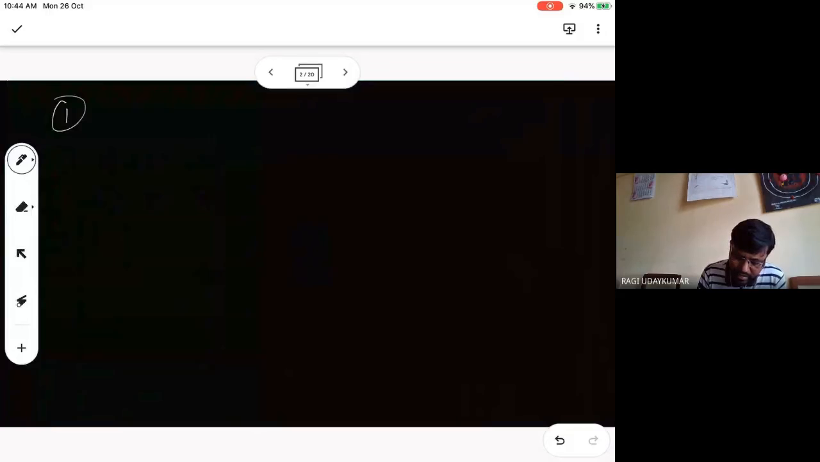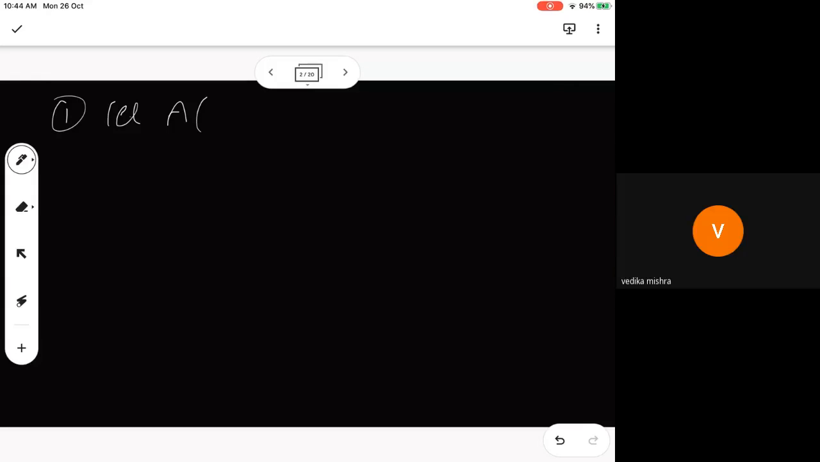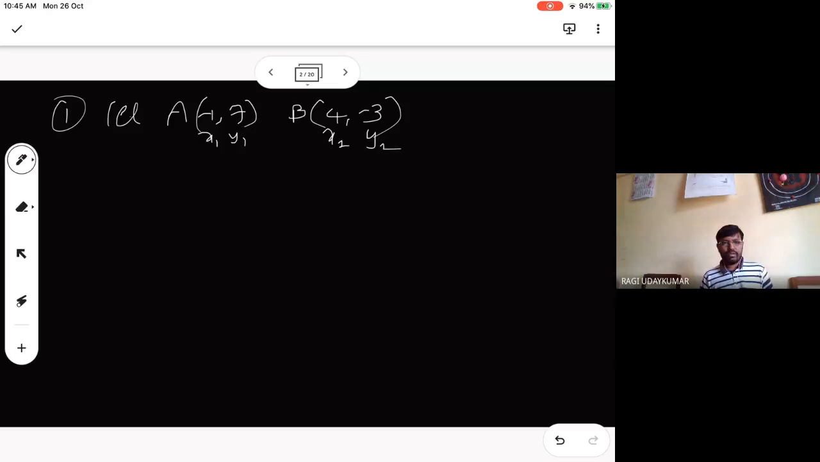So you have to consider the points for the first problem. Let A be the point -1, 7, and B is the point 4, -3. So this one is x1, y1, this one is x2, y2, and the ratio m1 is to m2 is equal to 2:3.